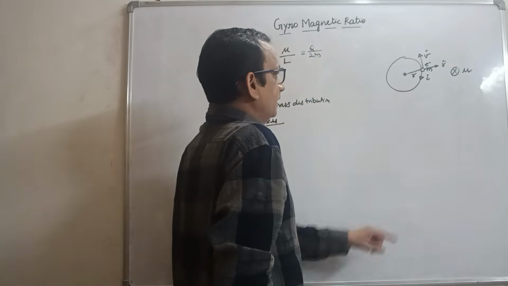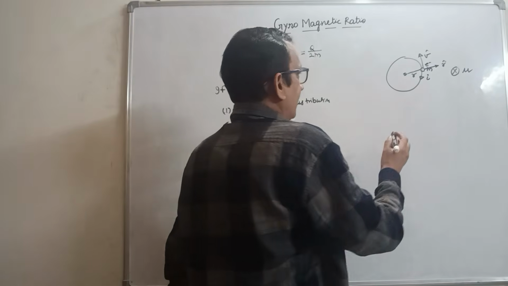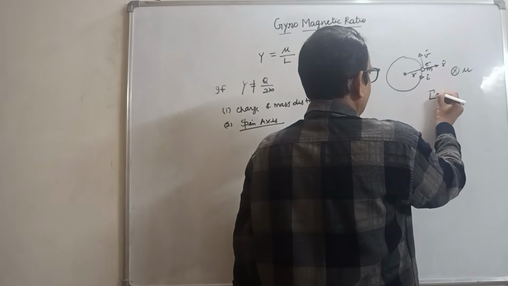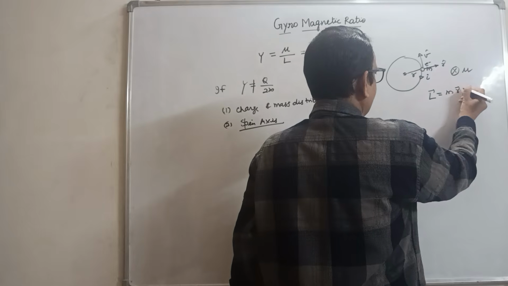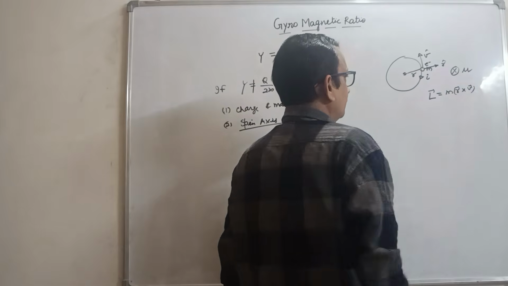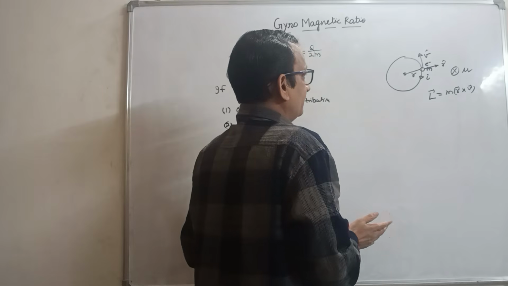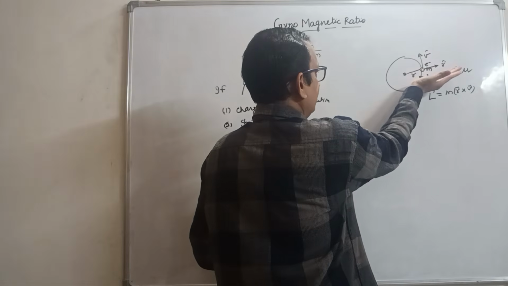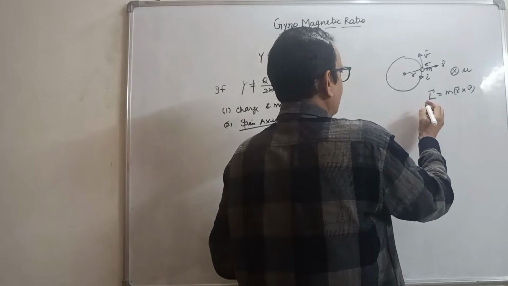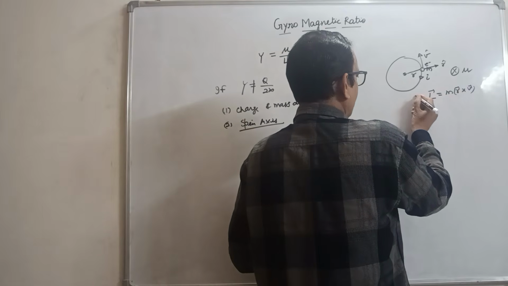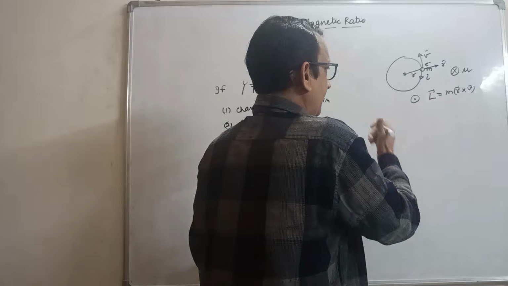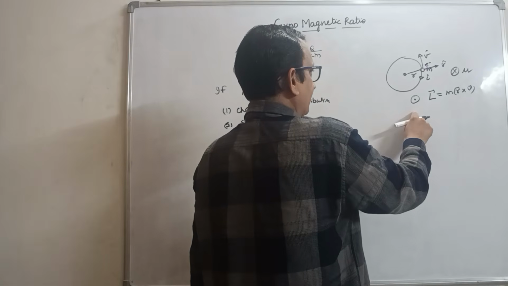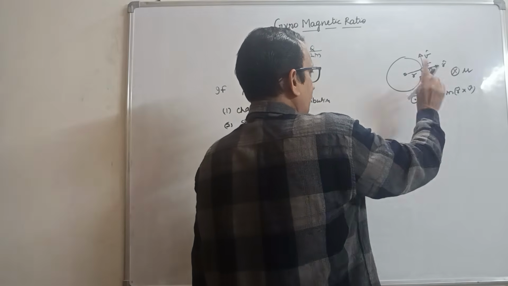So this is mu, the magnetic moment, directed inside, and the angular momentum is the L vector, which is m r vector cross v vector. For the direction of r cross v, fingers in the r direction toward v, and the thumb gives the direction of angular momentum. So the angular momentum would be in the upward direction. So the direction of the magnetic moment and the direction of the angular momentum are always opposite.